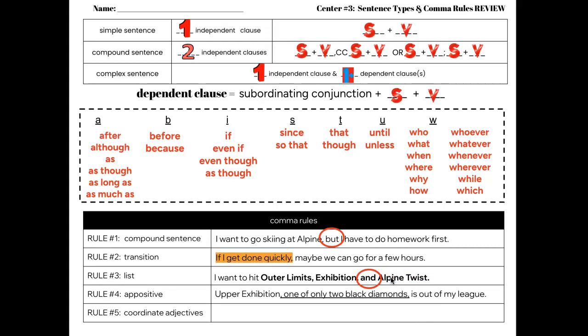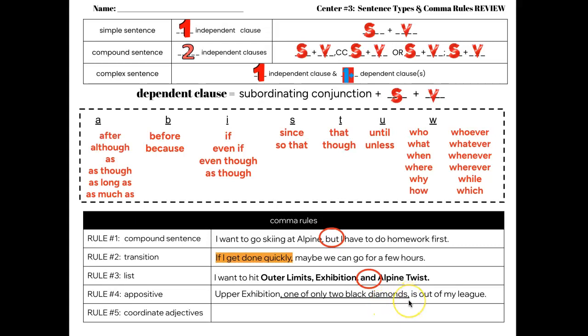Then we've got appositives. And an appositive is great. Writers use these a lot to show who characters are when they introduce them or explain new vocabulary words. So if you don't go to Alpine, you don't know what upper exhibition is. So there's a comma here that tells you it's one of the only 2 black diamonds.